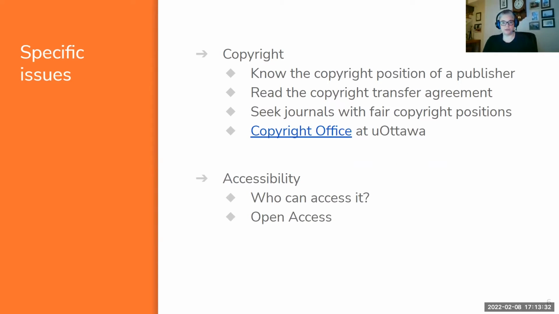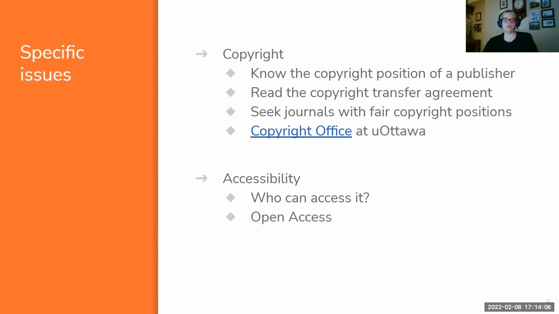Now, something that's really important that people often have questions about is copyright. We're going to talk a little bit about copyright in the open access session, which will come up in just a bit. But I just want you to be aware that journals will often be very clear on what their copyright positions are. You can often read it when you go to a journal, under information for authors and that kind of thing. All of that copyright information is right there.